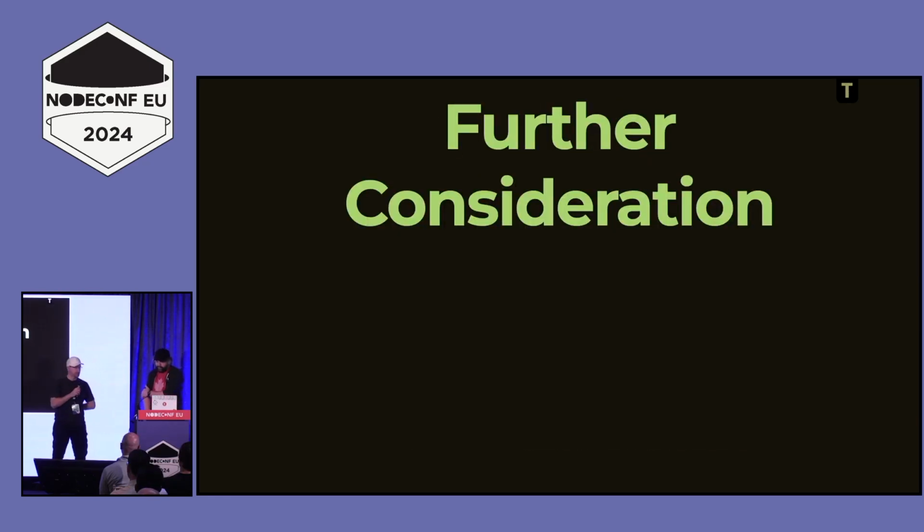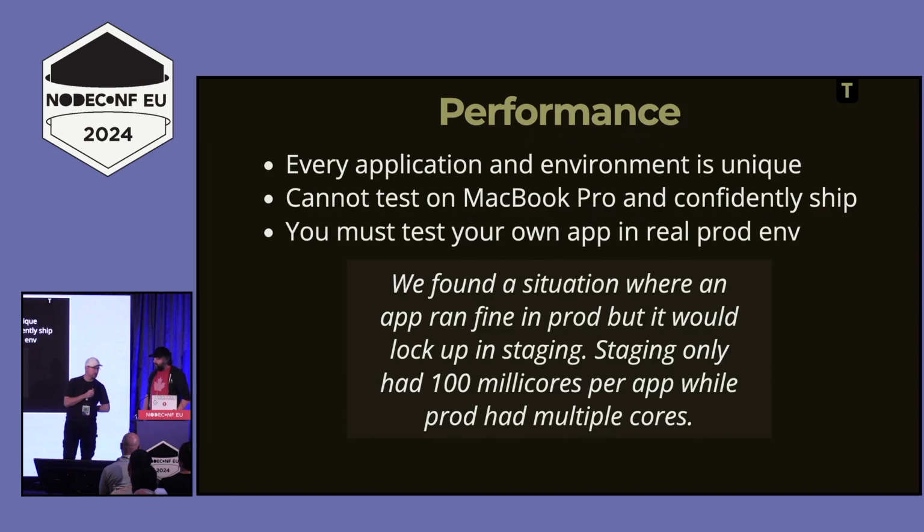Great. Now let's look at some further considerations. The biggest one, of course, being performance. So one thing to keep in mind is that every single application and every single environment is going to be unique. So what that means is that you cannot possibly test your application on your MacBook Pro and then see that the performance has certain characteristics and then ship it to production and be confident. Instead, you must test your application in a real-world environment, if possible, same CPU, same allocations, etc.